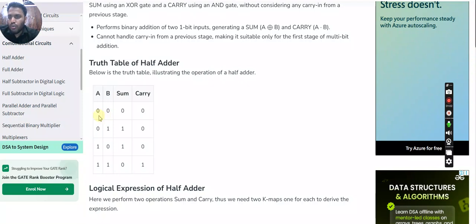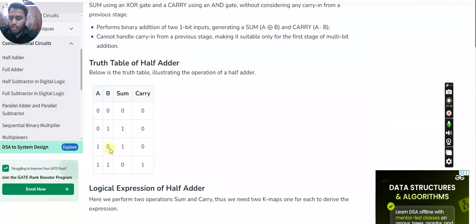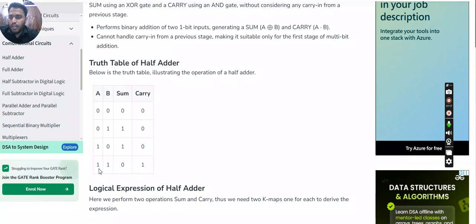So for 0 everything will be 0. For 1 we have 1 at the last place, so 1 will be here. For 2 we have 2 in the middle, so this will be 1 and this will be 0. For 3 we make 2 plus 1, which is 3, so 1 and 1 here.